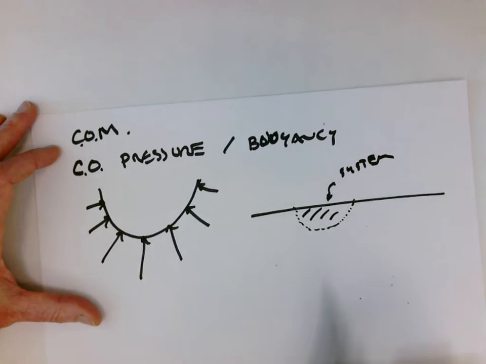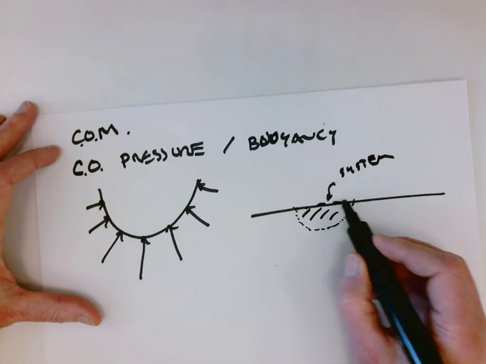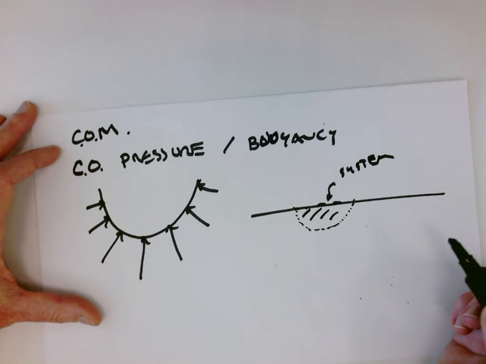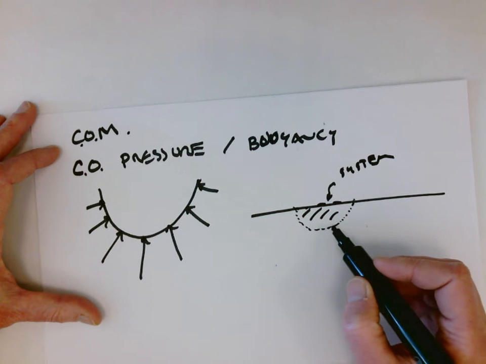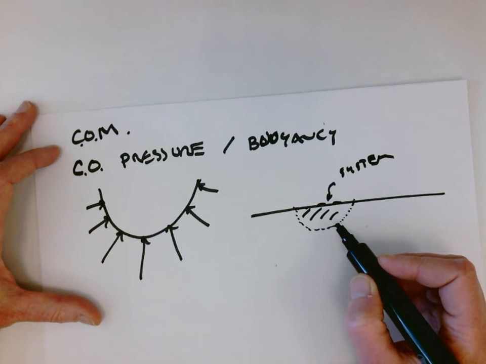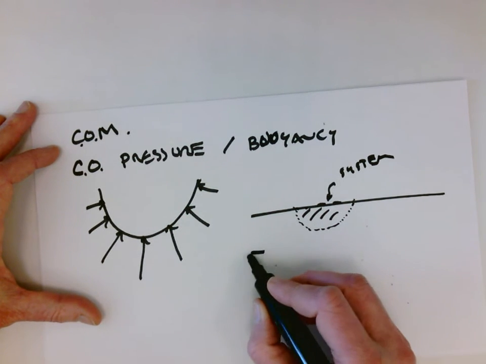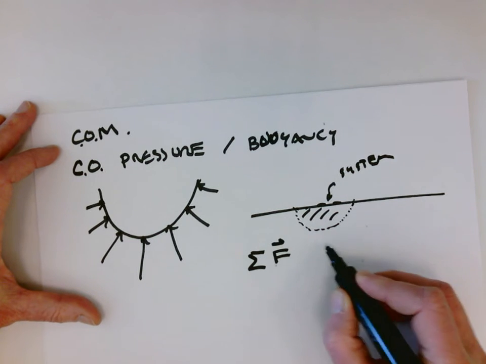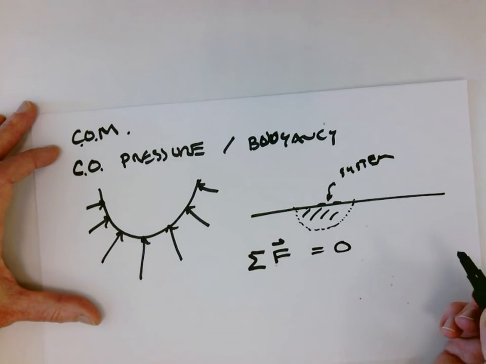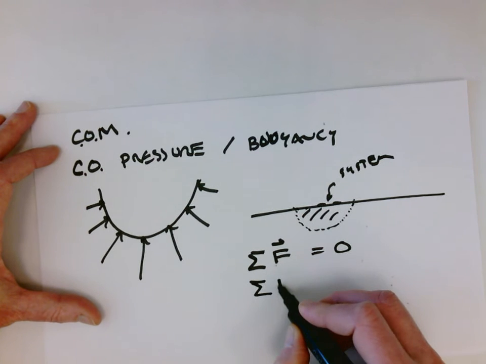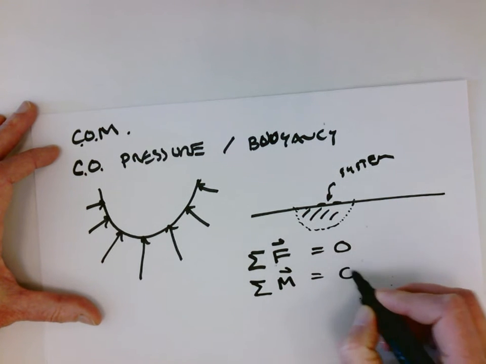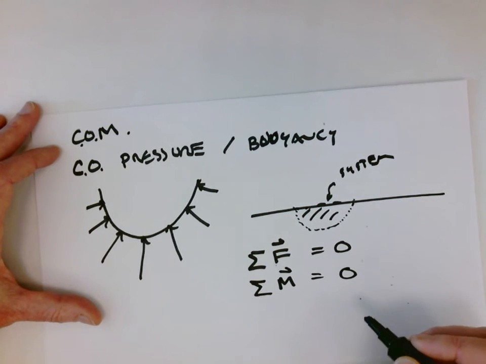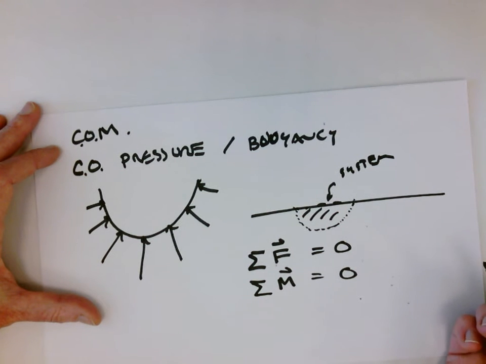And then everything else is the rest of the universe, and this is my boundary. Well, if I think about that system, that system is at equilibrium. And since that system's at equilibrium, it must be the case that the sum of forces acting on the system is zero, and also that the sum of moments acting on the system is zero. So, let's think about what the forces and moments are acting on the system.